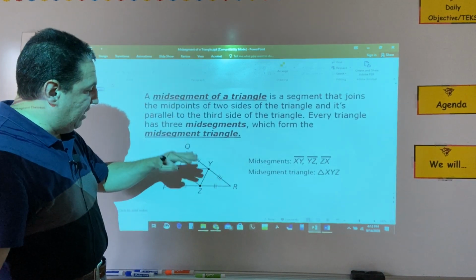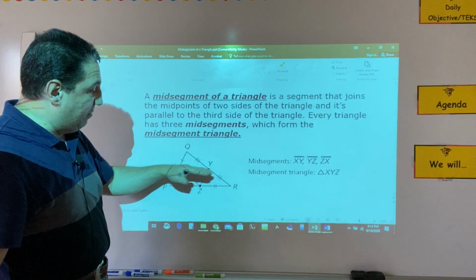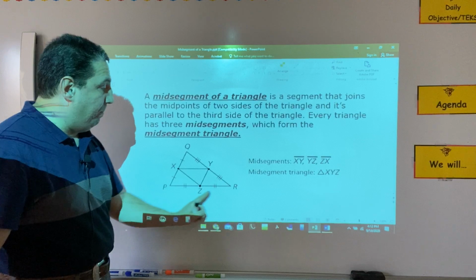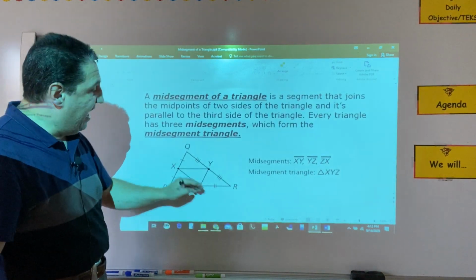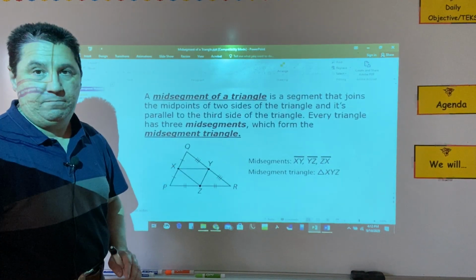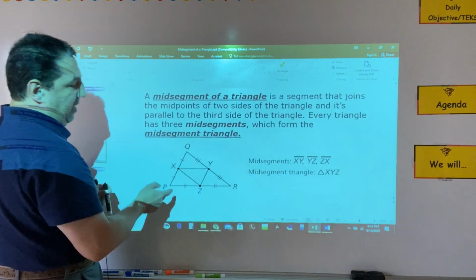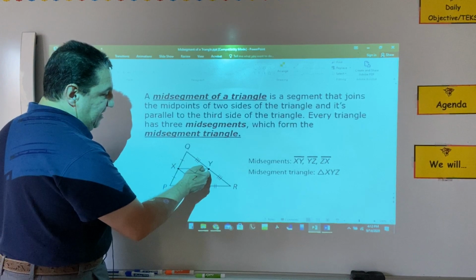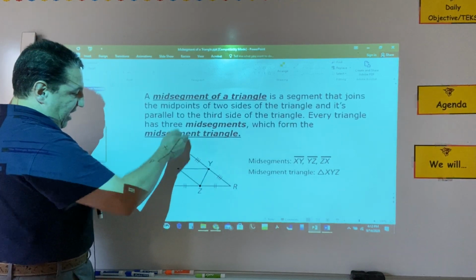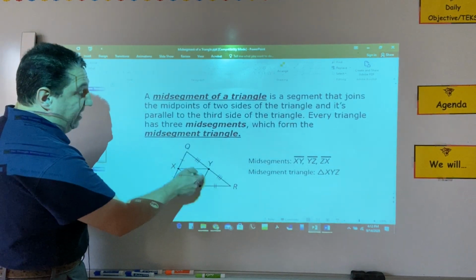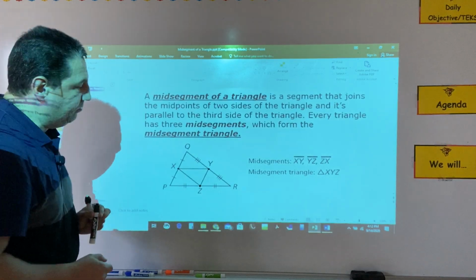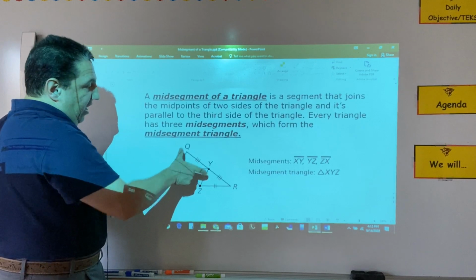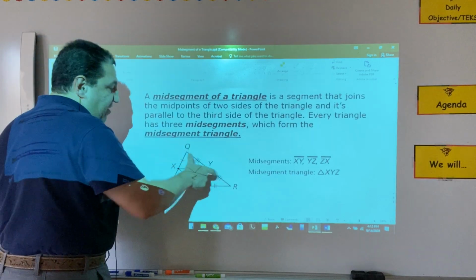According to this statement, the mid-segment XY is parallel to PR, which is the third side, and is half of this side. Another mid-segment is YZ, and YZ is parallel to the third side, which is PQ, and is half of PQ. And the last one, XZ, is parallel to QR and is half of QR.